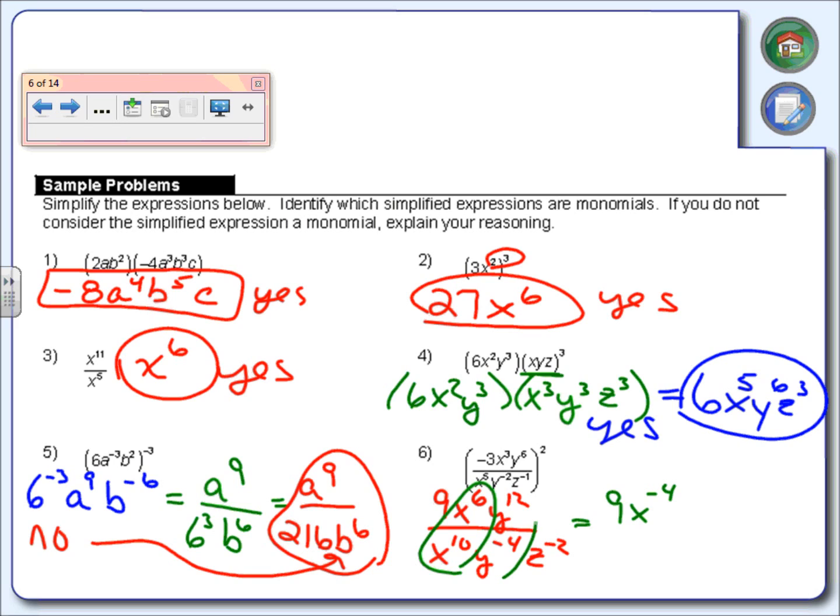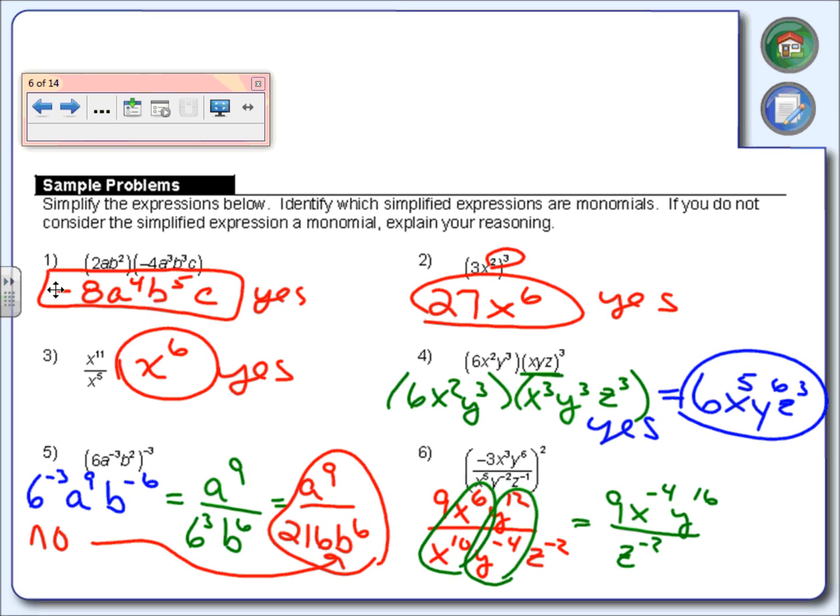Matter of fact, I'm going to do that same exact thing with my y's right here. So I've got y to the 12th divided by y to the negative 4. I'm subtracting the exponents. So 12 minus a negative 4. What's 12 minus a negative 4? 16. Of course, that z, can't do anything with it, so it's going to stay right where it's at. Stay put. z to the negative 2.